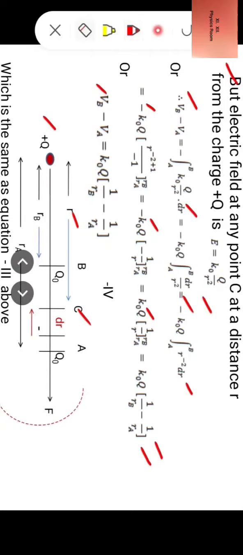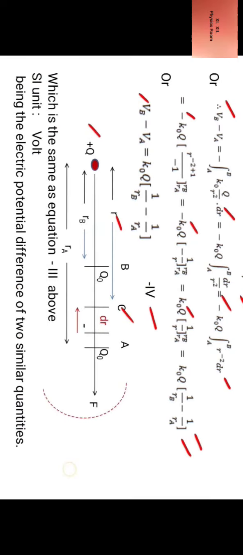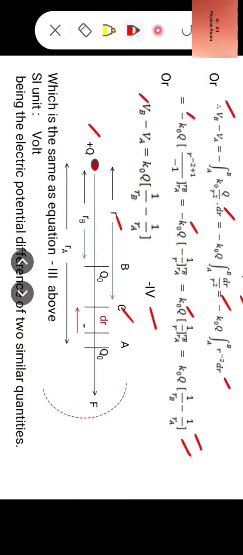Let us mark it as equation number 4. The equation 4 is same as equation 3 above. So this shows that line integral of electric field between 2 points in an electric field is also defined as electric potential difference. Okay, this is the alternative definition.